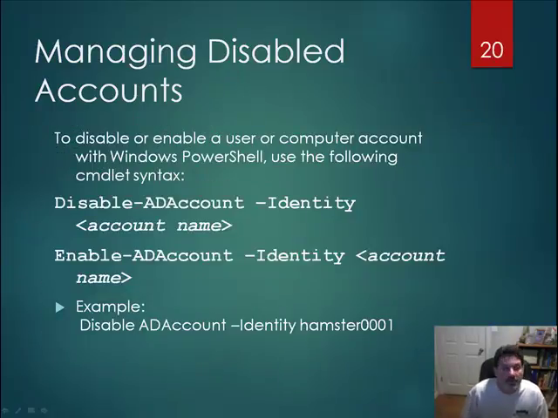If I want to, of course, disable or enable a user or computer account with Windows PowerShell, I can do that with the Disable or Enable cmdlet. I can do that simply by going in and saying, for instance, I want to disable a user account. If I look at my example at the bottom of the screen, very simple command: Disable-ADAccount -Identity, and then of course the actual account name of the account that I want disabled.